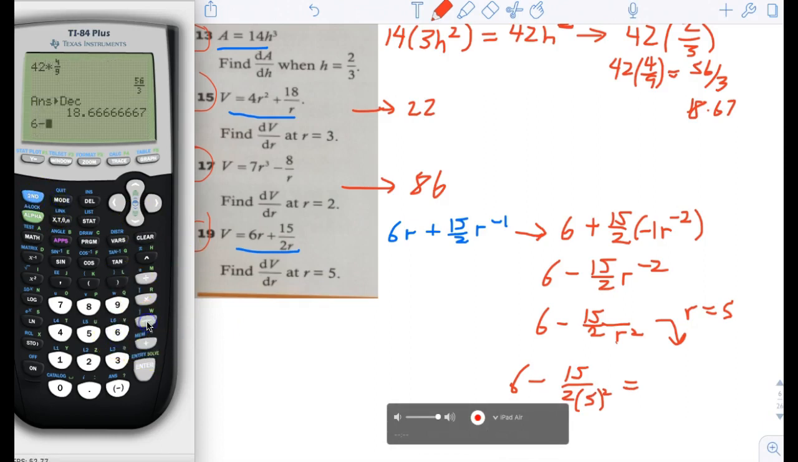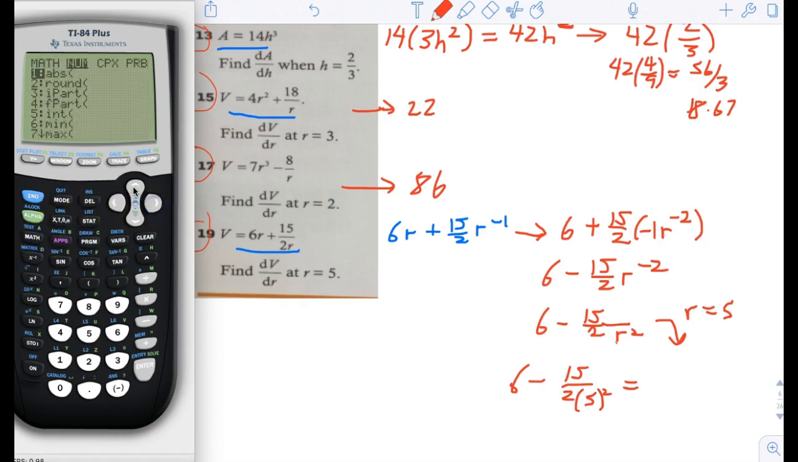We're not going to use the y equals. We only use y equals if we have an x or some variable, and we don't have one here. Oh, let's go and get the math fraction function. 15 divided by 2 times 5 squared. Enter. And the answer is 57 tenths, also known as, let's change that to a decimal. I think it's going to be 5.7. Yeah, 5.7.